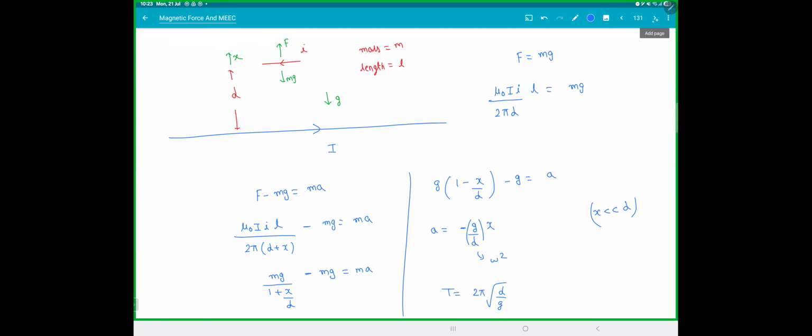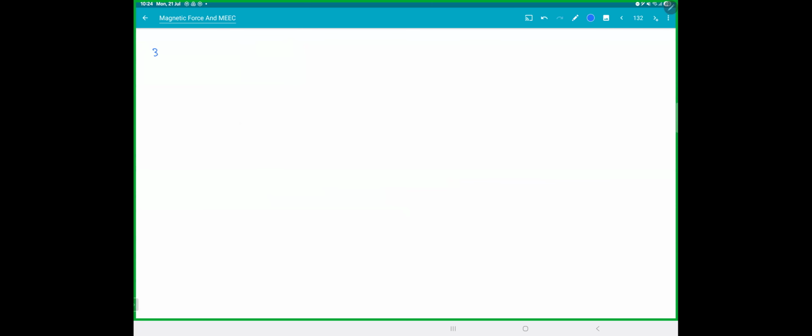This is for parallel wires, but every time you won't be lucky to get parallel wires. What if you have an infinite wire I and you have a perpendicular wire like this?